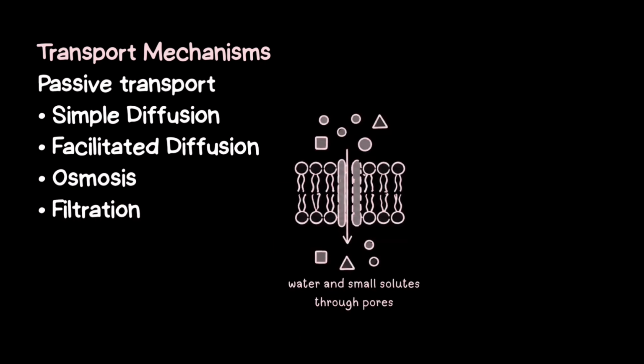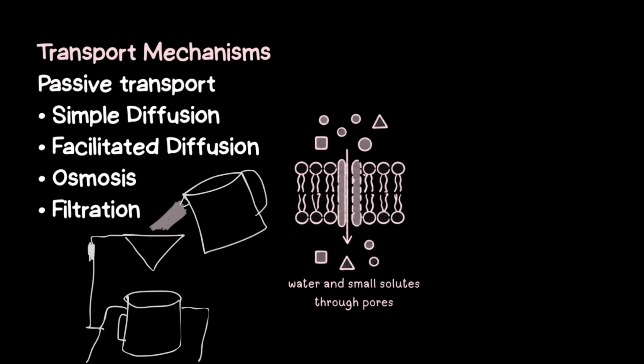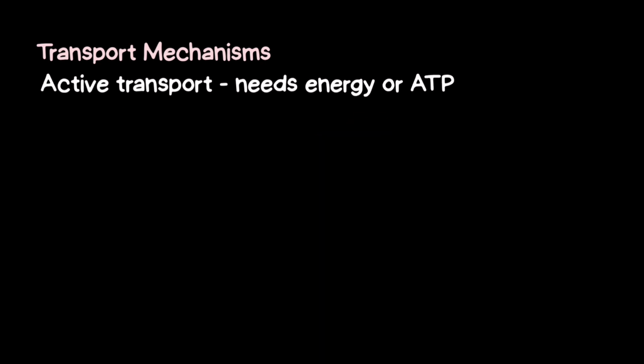Filtration is the movement of water and small dissolved substances through a membrane due to pressure, like using a coffee filter. Pressure pushes water and tiny particles through the filter while larger particles stay behind. All of these are passive transport, which means they do not need ATP and move naturally.